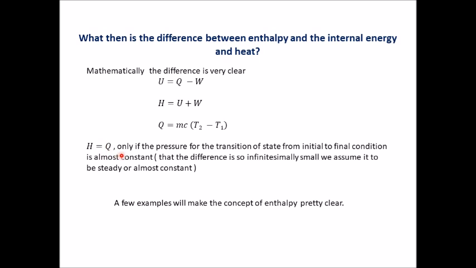H is equal to Q only if the pressure for the transition of state from initial to final condition is constant. That is, the difference is so infinitesimally small that we assume it to be steady or almost constant. Which difference? The pressure difference from initial state to final state, because a gas is going to go for reversible isothermal expansion. Now a few examples will make the concept of enthalpy pretty clear.